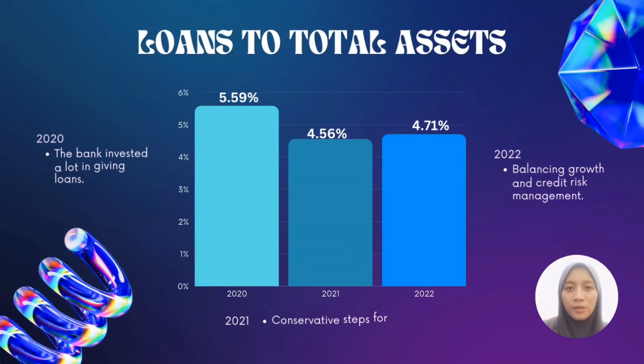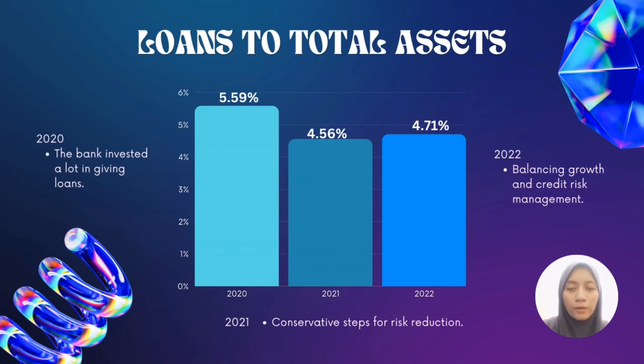In 2020, the ratio was 5.59%. This means the bank invested a lot of its money in giving loans. It is like saying they were actively helping customers who need more money. But in 2021, the ratio dropped to 4.56%. It is like the bank decided to be a bit more careful and didn't give out as many loans. Maybe they were worried about the economy, so they took steps to reduce the risk of people not being able to pay back the loans.